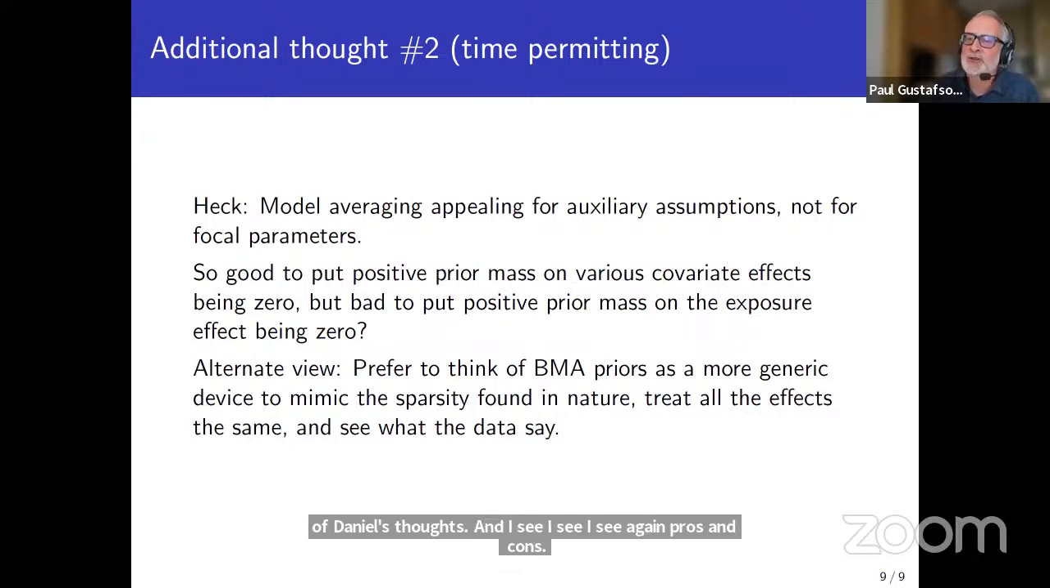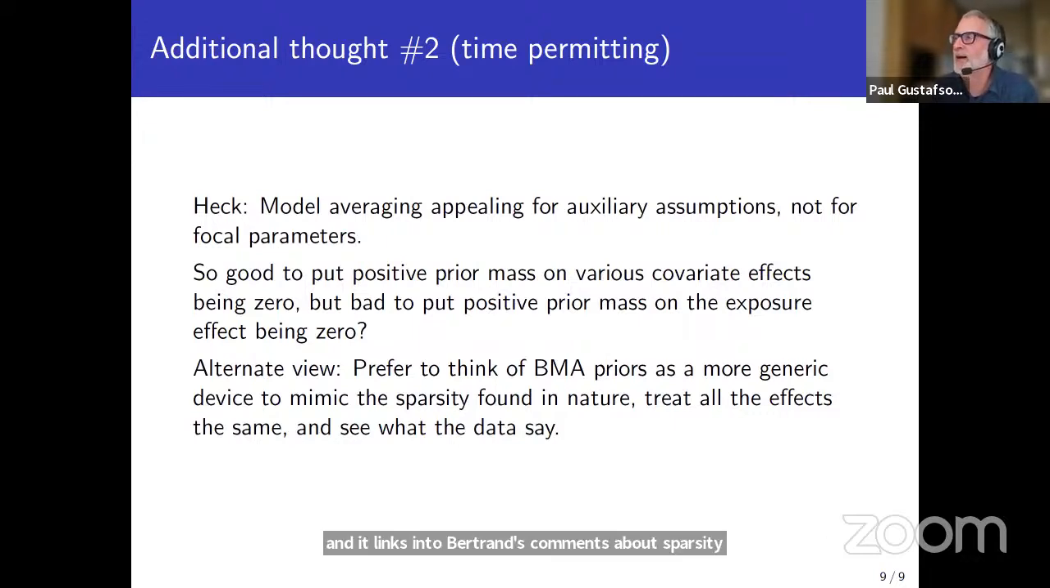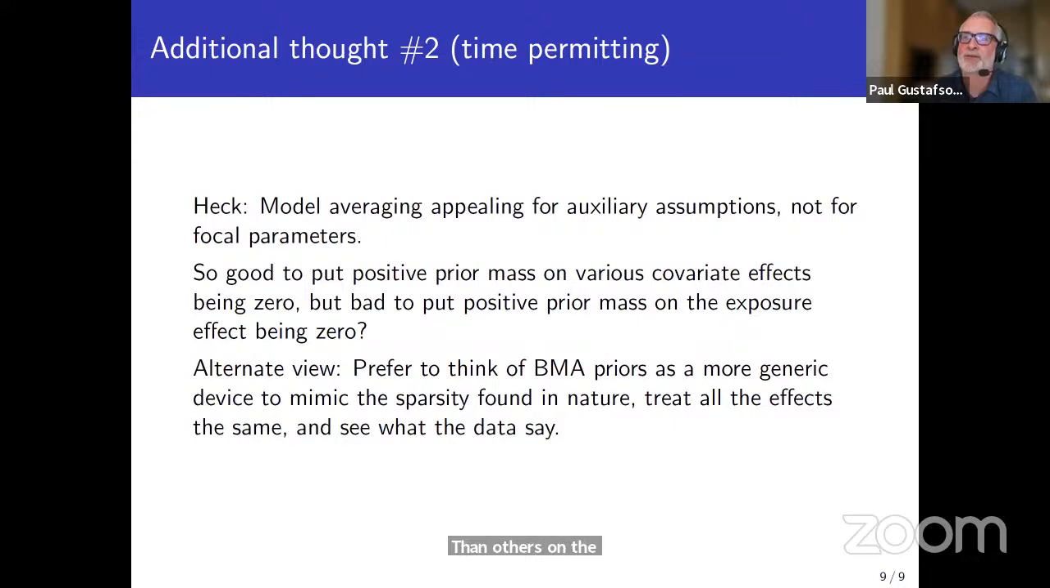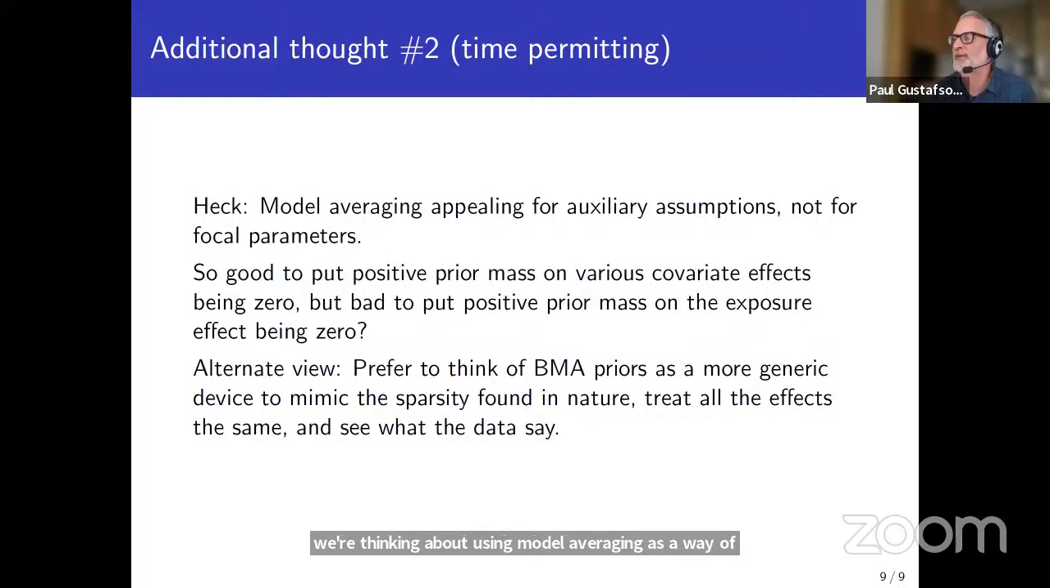And it links into Bertrand's comments about sparsity as well, I think. So Daniel makes an argument that model averaging is better for some kinds of parameters than others. On the other hand, if we're thinking about using model averaging as a way of trying to reflect the sparsity that tends to be found in nature, then maybe we want to treat all the effects the same. And so there's a difference of philosophy there. And that's all I've got in terms of summarizing our rejoinder.